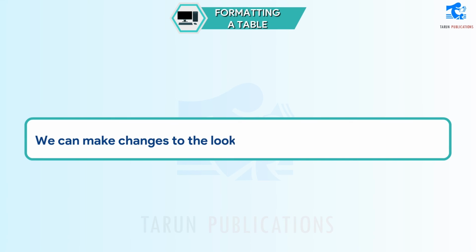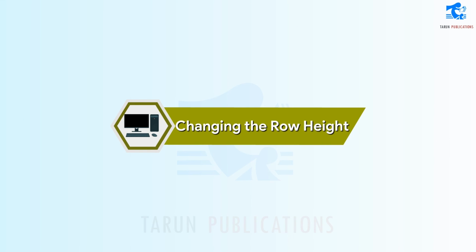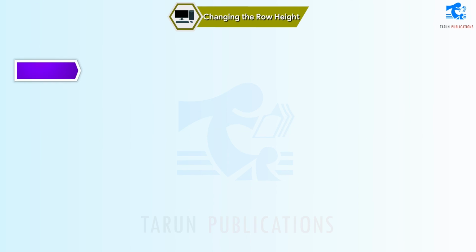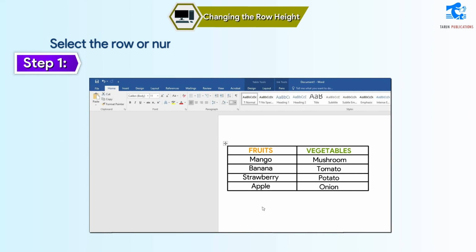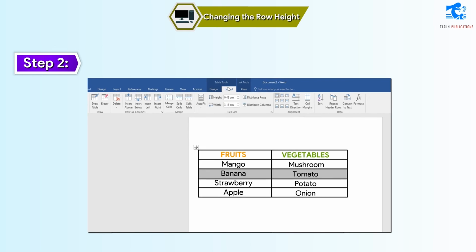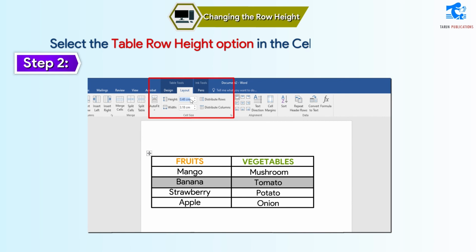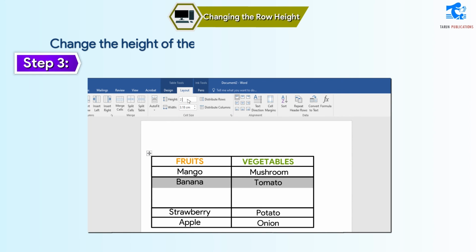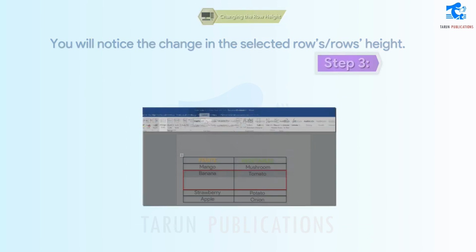Formatting a table. We can make changes to the look of a table by doing the following. Changing the row height. Follow these steps to change the row height. Step 1. Select the row or number of rows. Click on the Layout tab under Table Tools group. Step 2. Select the Table Row Height option in the Cell Size group. Step 3. Change the height of the rows in Height scroll box. You will notice the change in the selected rows height.